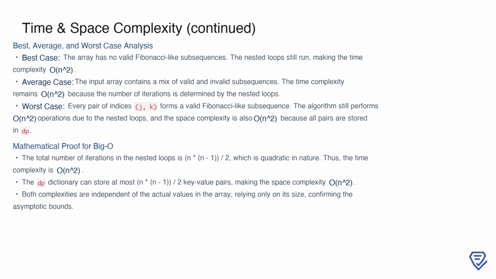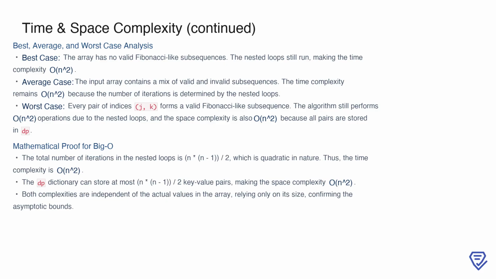Here, too, the number of iterations is determined by the nested loops, so the time complexity is still n squared. In the worst case, every pair of indices, j, k, forms a valid Fibonacci-like subsequence. Even then, the algorithm performs n squared operations due to the nested loops, and the space complexity is also n squared, because all pairs are stored in dp.